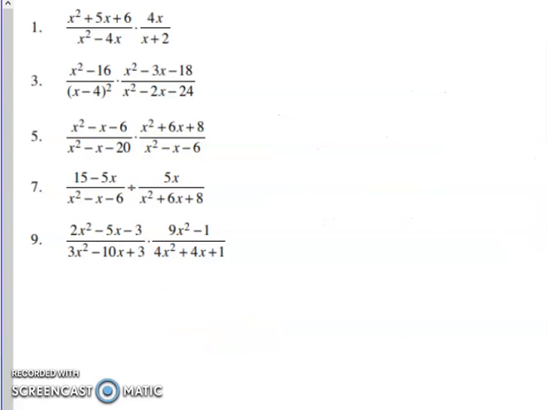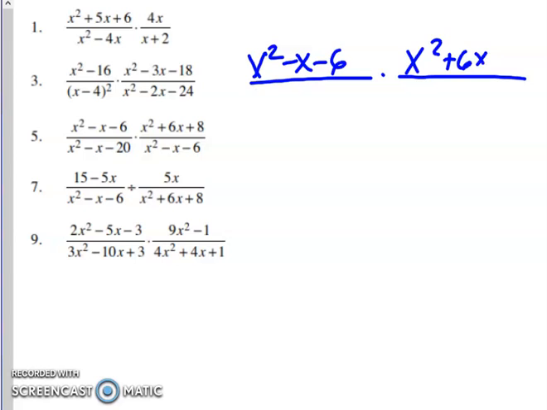Moving on to problem 5. Go ahead and factor the quadratics. Make sure you write down the restriction on the domain.